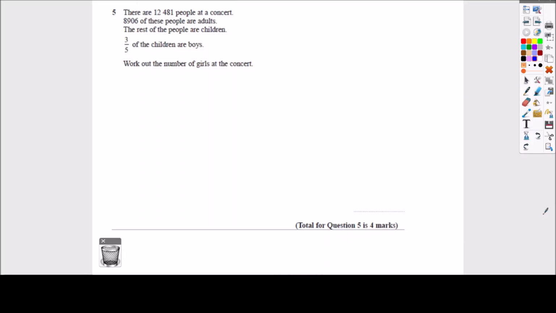So, question 5. We've got 12,481 at a concert, 8,906 of these are adults. So if we've got 12,481 in total, and we take away the 8,906 adults, that would give us how many children there are. So total take away adults tells us there are 3,575 children.